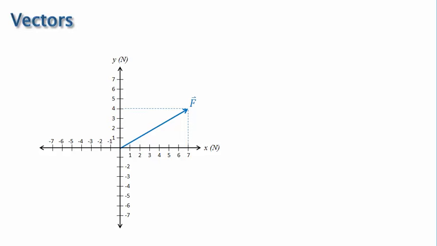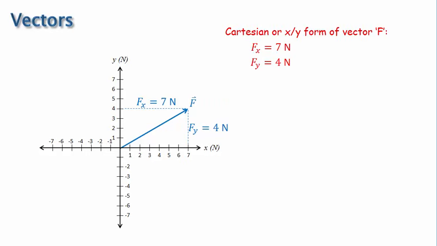Based on this, the x-coordinate or x-component of this vector is 7 newtons. And then the y-coordinate or y-component is 4 newtons. As a detail, notice that there are no vector arrows over the x and y components. They're just over the actual vector. In some textbooks, the Cartesian form of the vector, also known as the xy form, is just expressed this way, or it may be written with angle brackets like this. This is a form that I'll use often in class.